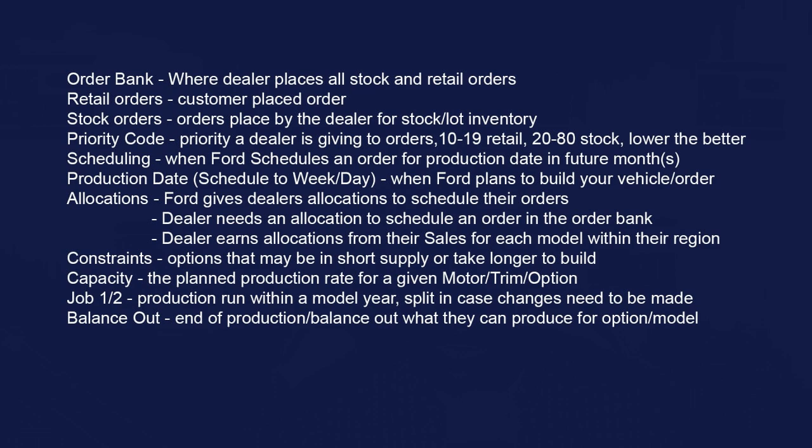Job 1 and Job 2: a production year, model year, is split into 2 production runs, Job 1 and Job 2. And right now on 24 model year, we're working on Job 1, although Mustang is about ready to flip over to Job 2. Balance out is where they're basically at their end of production for a certain option or a model. Right now we don't see a lot of balance out because we're just starting 24, but sometimes you might see that when you're finishing out the 23 model year.